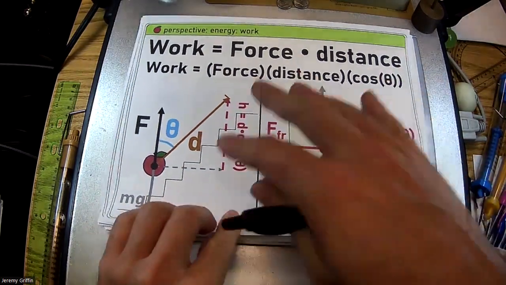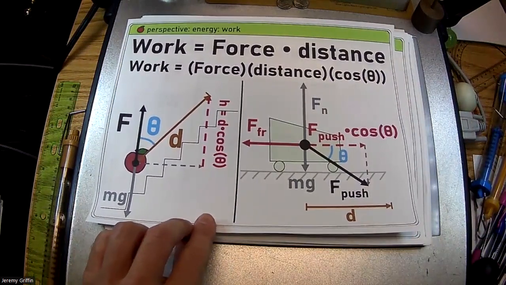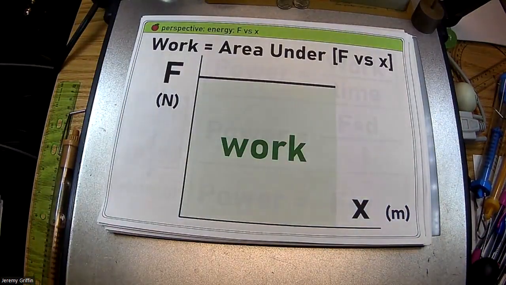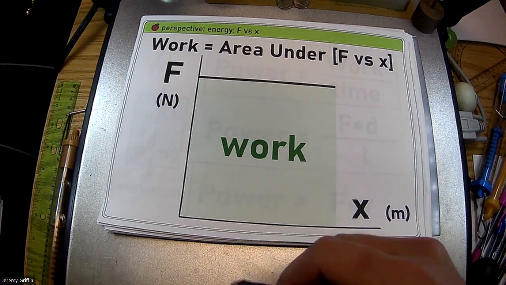Now it's a little complicated. This is one of those posters you have to kind of stare at for a couple of minutes. But really, fundamentally, what it comes down to is this: work is force times distance. Boom. Same direction, and so on.